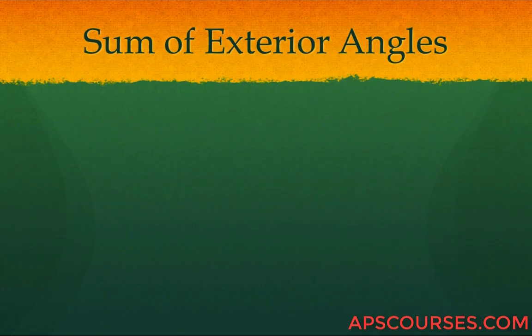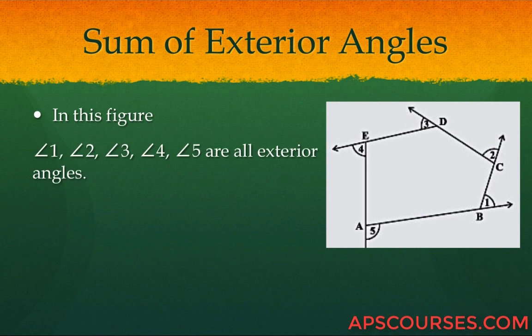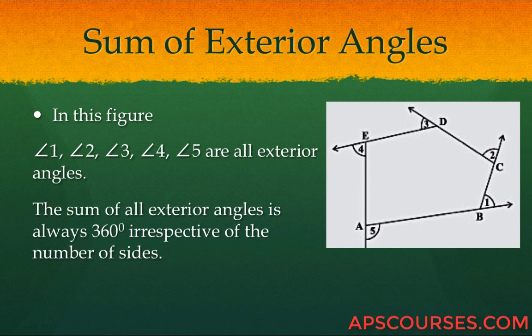Sum of exterior angles for the polygon ABCDE. Angle 1, 2, 3, 4, 5, they are all exterior angles, and the sum of all the exterior angles is always 360 degree. It does not matter how many sides the polygon has. The sum of all exterior angles will always be 360 degree.